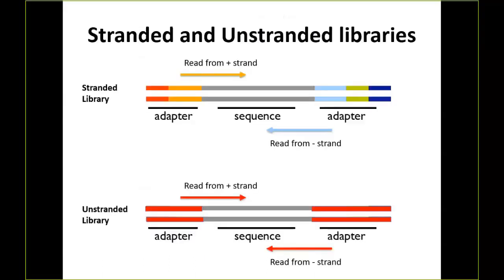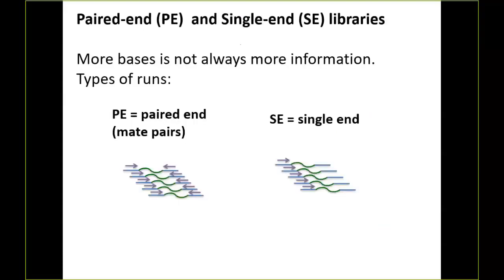All right, stranded versus unstranded. I kind of went over this before. Basically, this is just determining which strand was specifically read. All right, paired end versus single end. So has anybody already been presented with the option to do paired end versus single end for sequencing? At some point, this will come up.